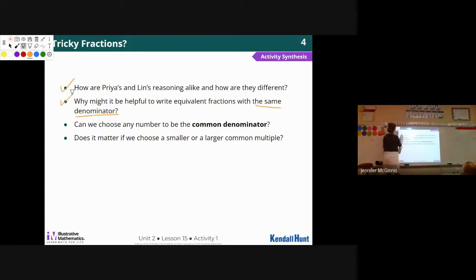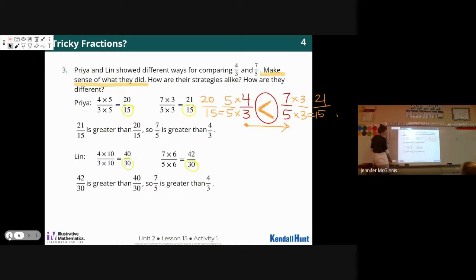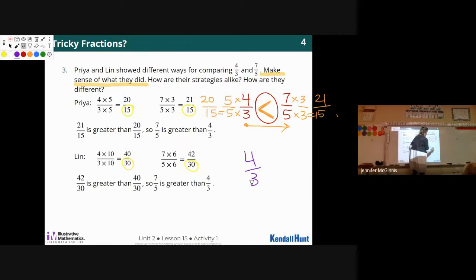Yes, very good. Can we choose any number to be the common denominator? Why are you shaking your head no, Trenton? Because some don't have a relationship with the other fractions.